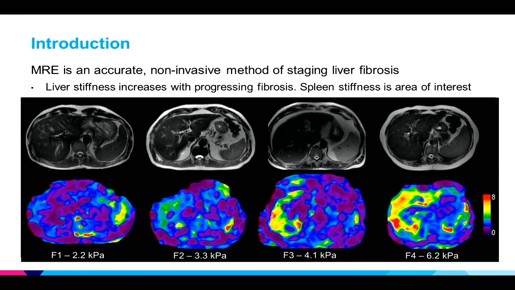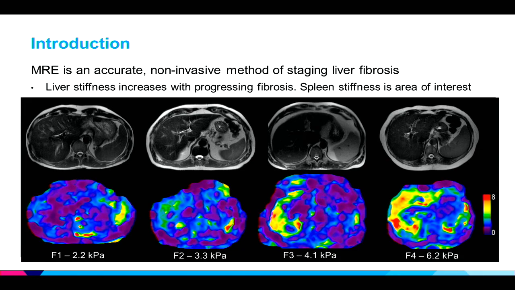So as you can see here, this is from our database. We have biopsy-proven F1, 2, 3, and 4. Morphological changes aren't so apparent on the anatomical images, but the stiffness is increased, and that's what MRE can give us, a measure of the mechanical property, which is shown as the stiffness.